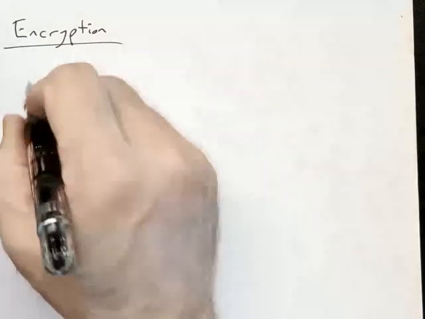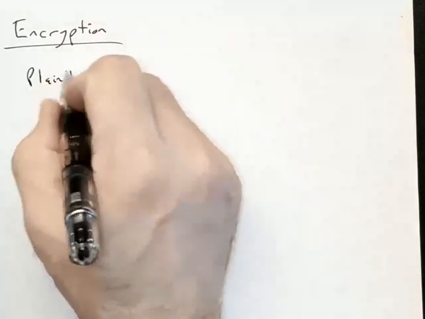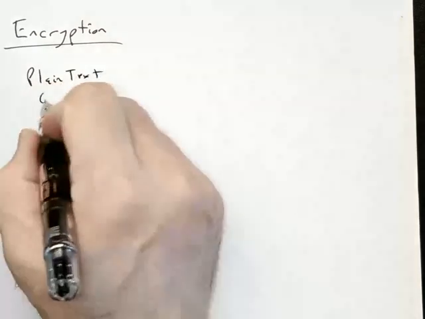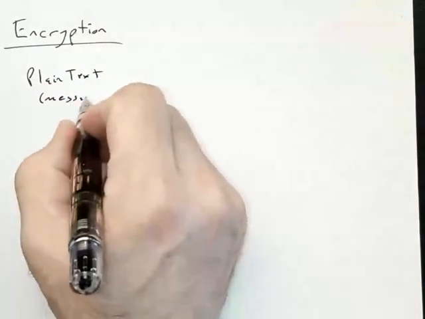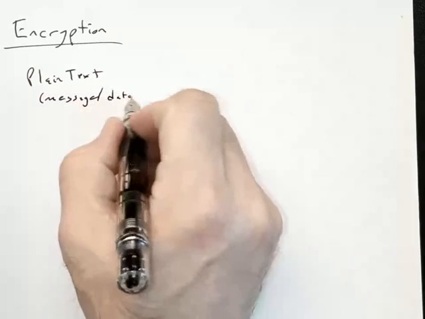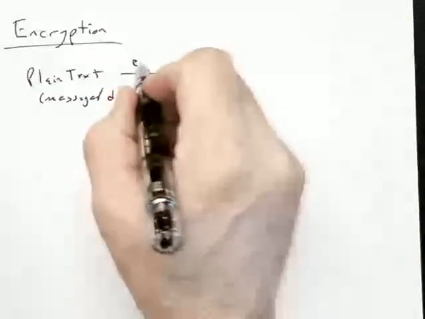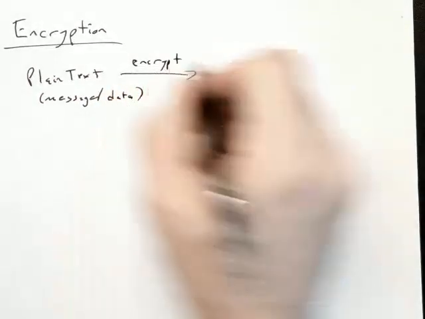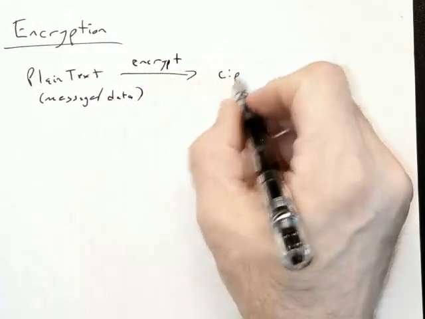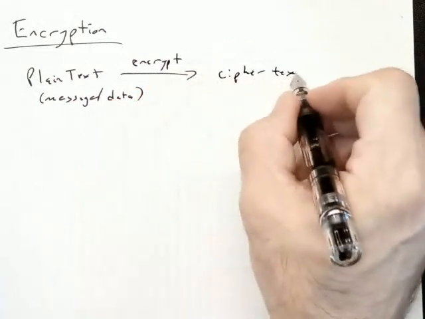So I'm going to store your data somewhere. I'm going to store this information. I'm going to send this information to someone. So I take a regular piece of data, my plain text, and I encrypt it. And that gives me something called the ciphertext.